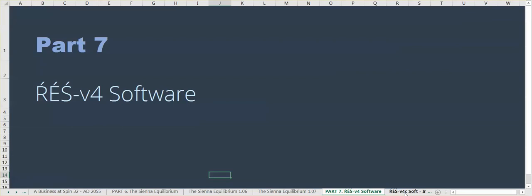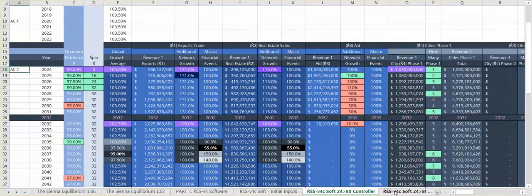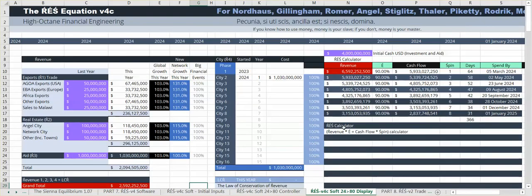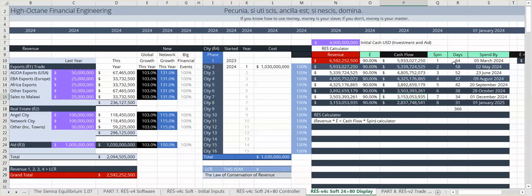Okay, part 7, REST V4 software. We're skipping back, I think, to early 2019 now. And what we're going to see here is how I want to build this in software. So we've got this, which is the RES calculator, which calculates the amount of cash flow we make when we spin, and applies all these trade, export, cities, etc.